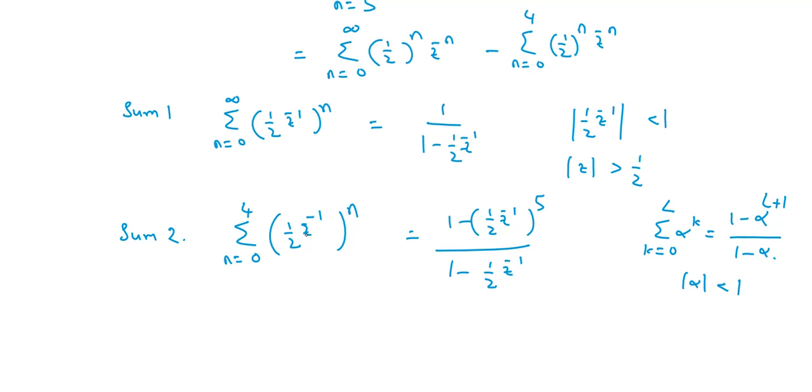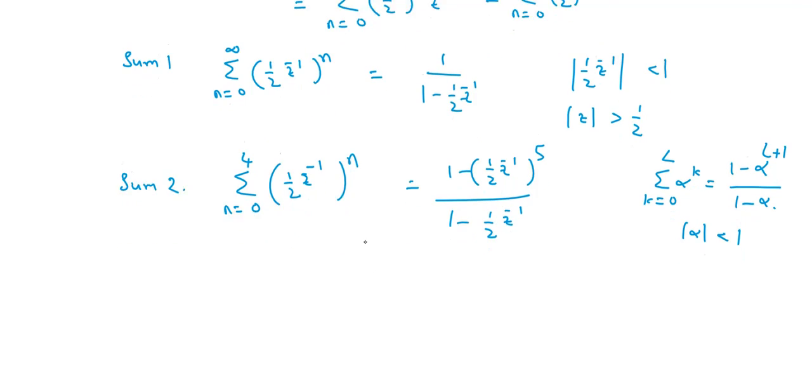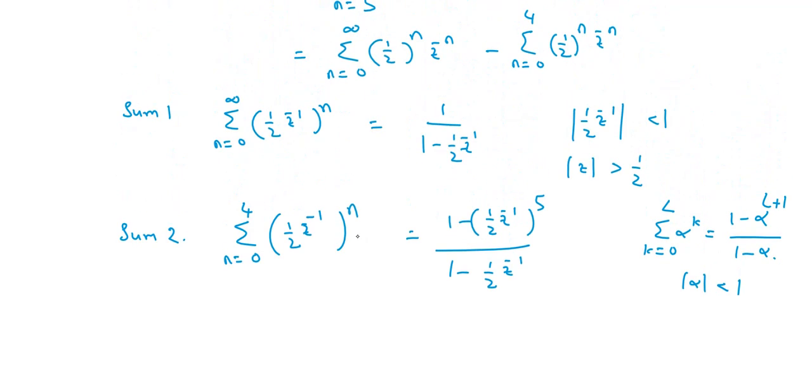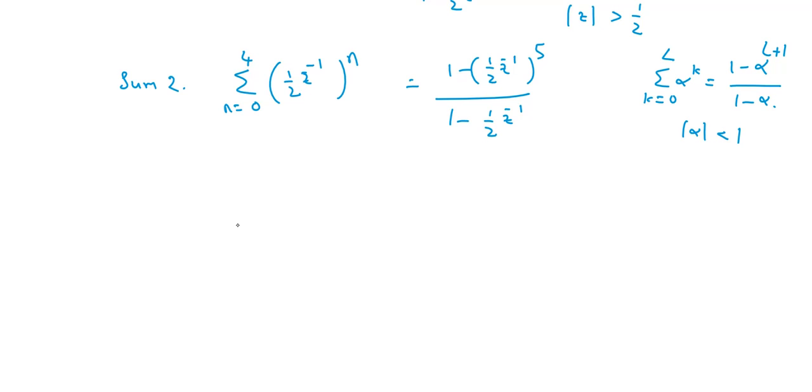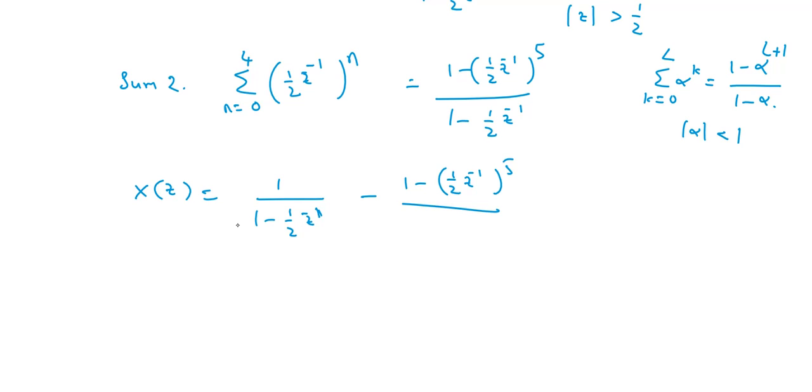Now the overall z transform X of z is the difference of these two results. For this sum also, the ROC is the same region. So the overall z transform X of z is equal to 1 by 1 minus 1 by 2 z inverse, that is the result from sum 1, minus the second one, that is 1 minus (1 by 2 z power minus 1) whole power 5 divided by 1 minus 1 by 2 z inverse.